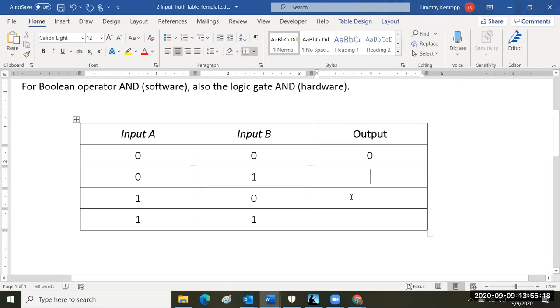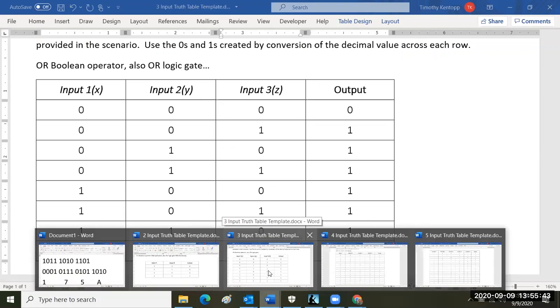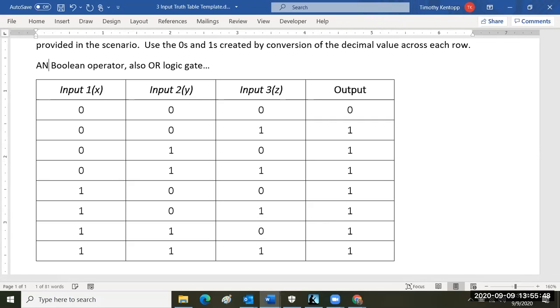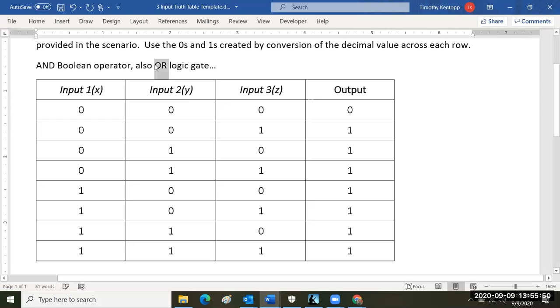We have a 0 for the output because input A is not 1. How about this case? Same thing, 0 again. Oh, see, the input B doesn't have a 1. Both A and B have to be a 1, so the output is 0. What about this case? We have a 1. Okay, everybody with me so far? Let's go. We're almost done. Let's do and.